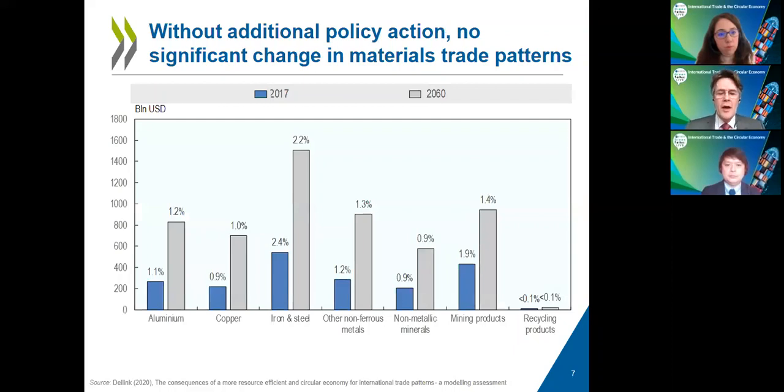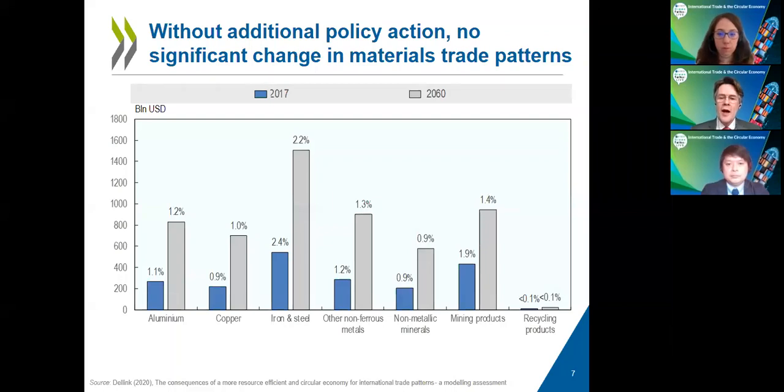So first of all, in the absence of new policies, we see that there's going to be no significant change in the share of the different materials sectors in the economy. If we look at aluminium on the left, it currently has a share of roughly 1.1% in the economy, and we project it to stay roughly stable and go to 1.2%. Now, there is some technological development, so the growth in the total volume of outputs is not as fast as the growth in GDP, but still we see a doubling of materials use. And we see this basically for all the materials related sectors.